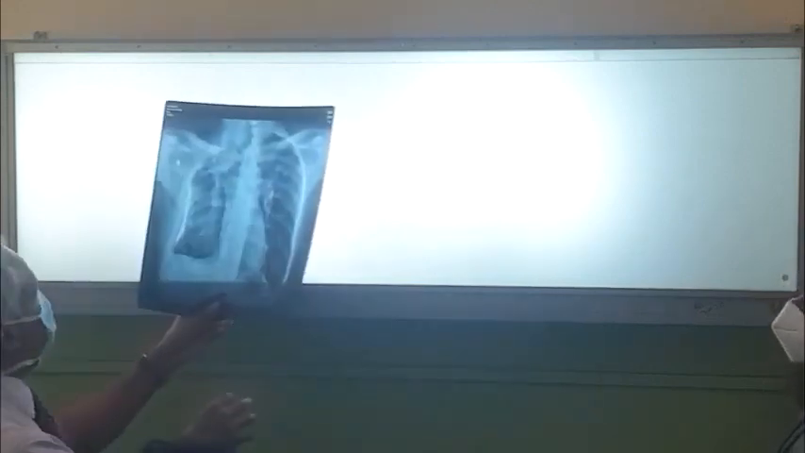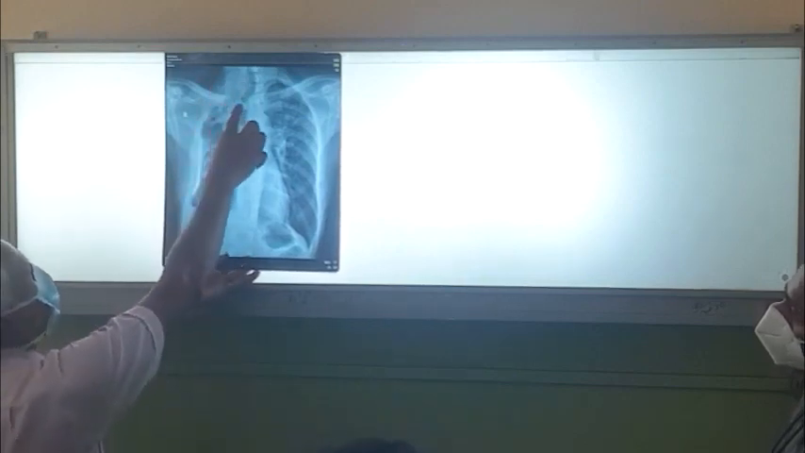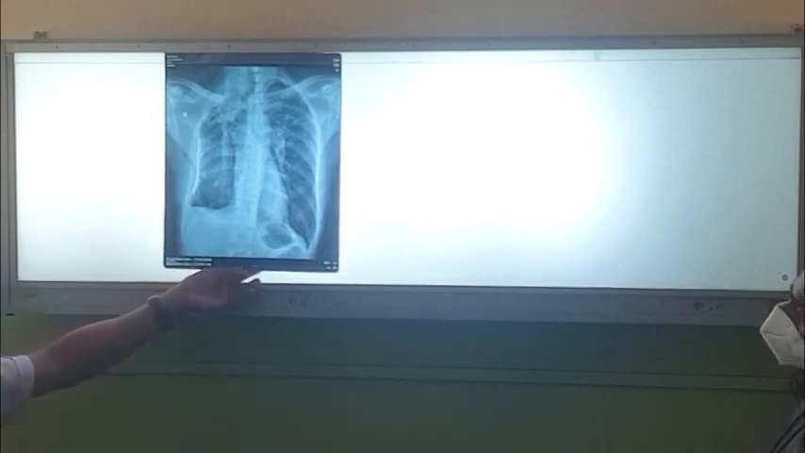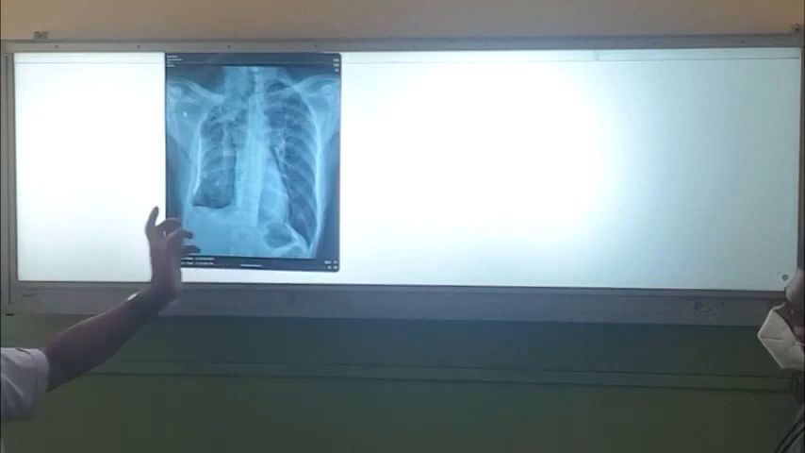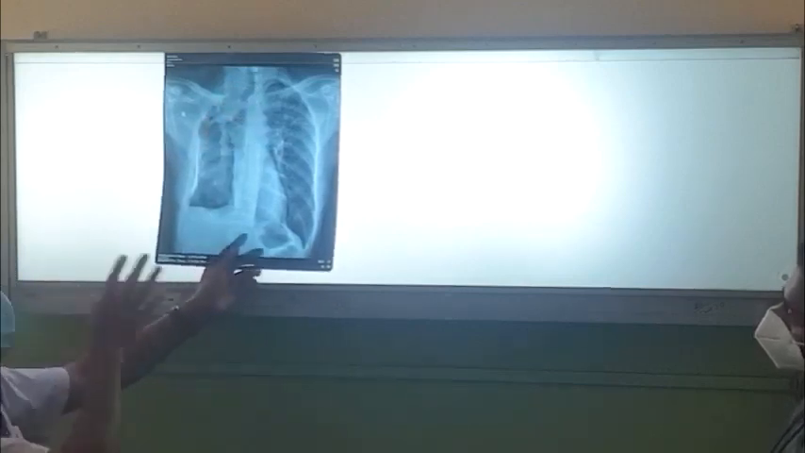This one again TB, right? You can see the right hilum is going up, fibrosis, and this whitish area, that is pleural calcification, and this area may be pleural thickening, right? So these are all TB patients. See the trachea. All these things are suggestive of fibrosis. Right.